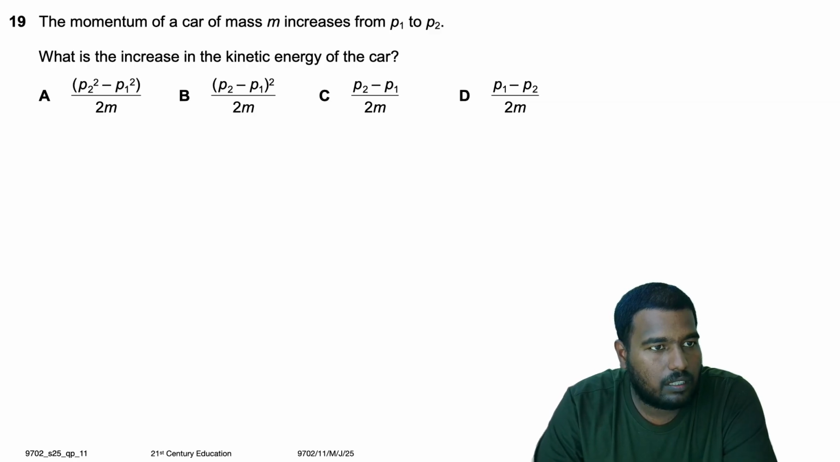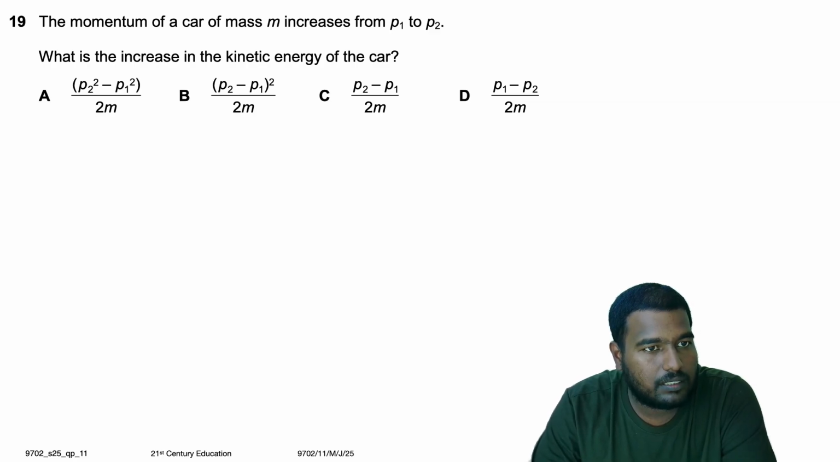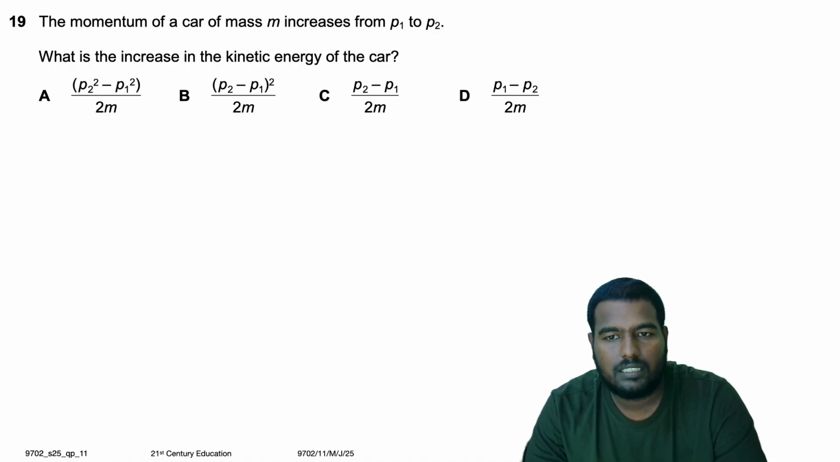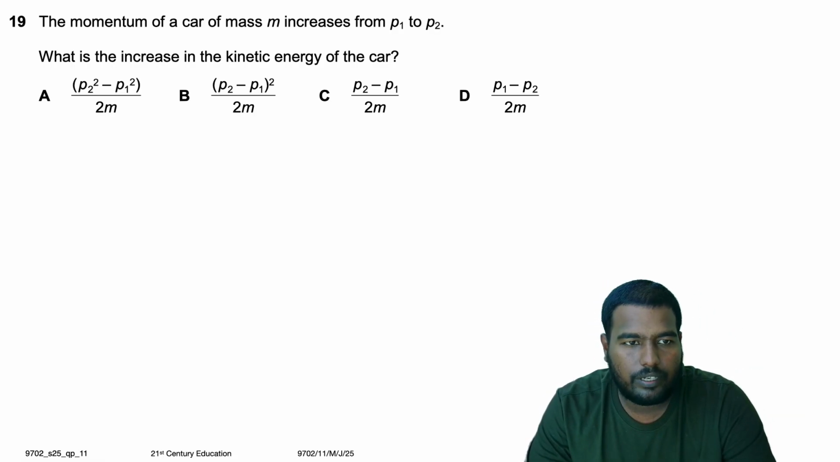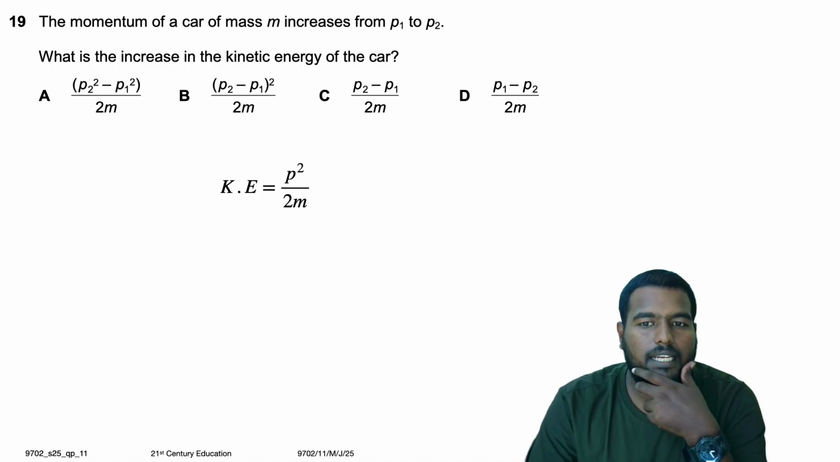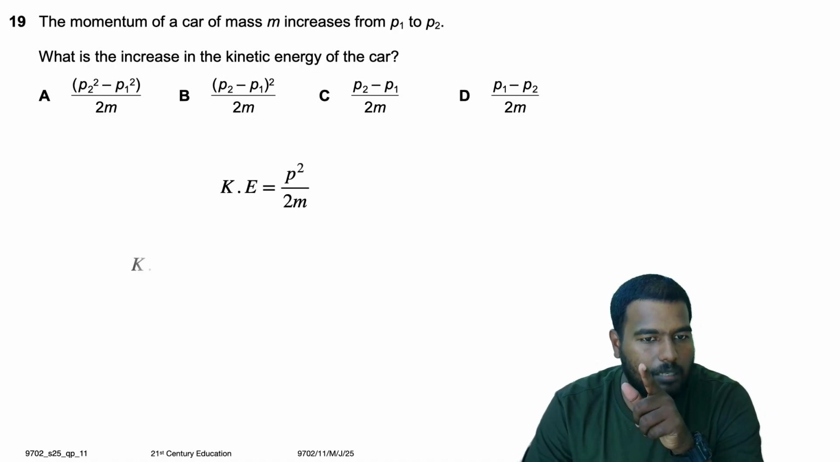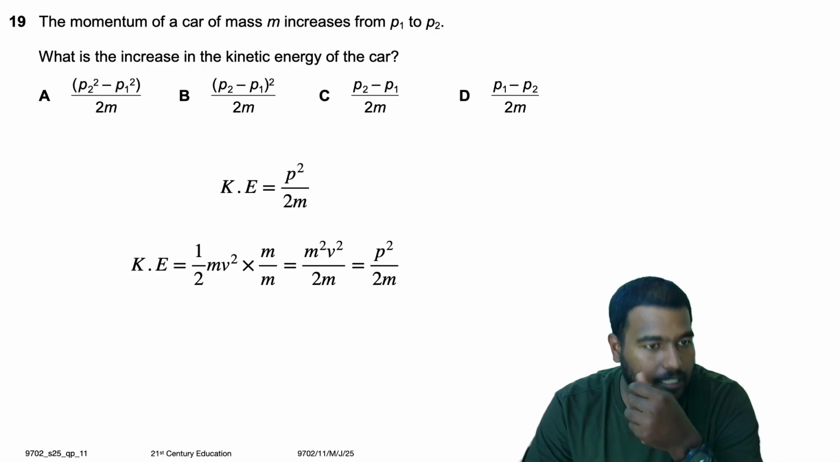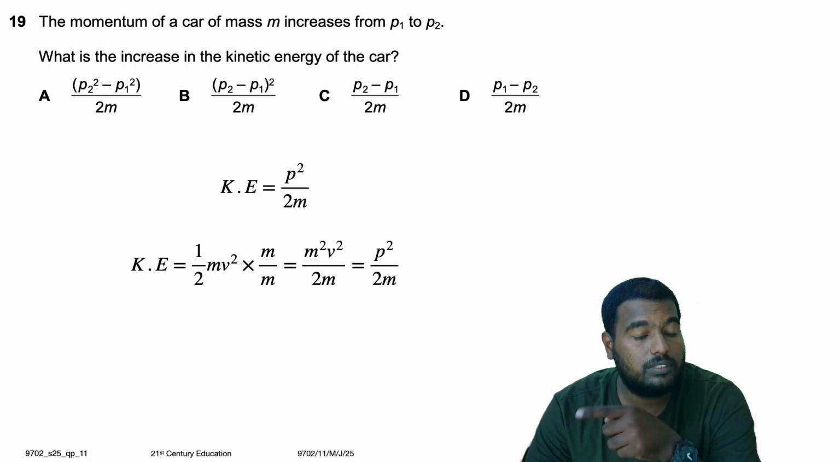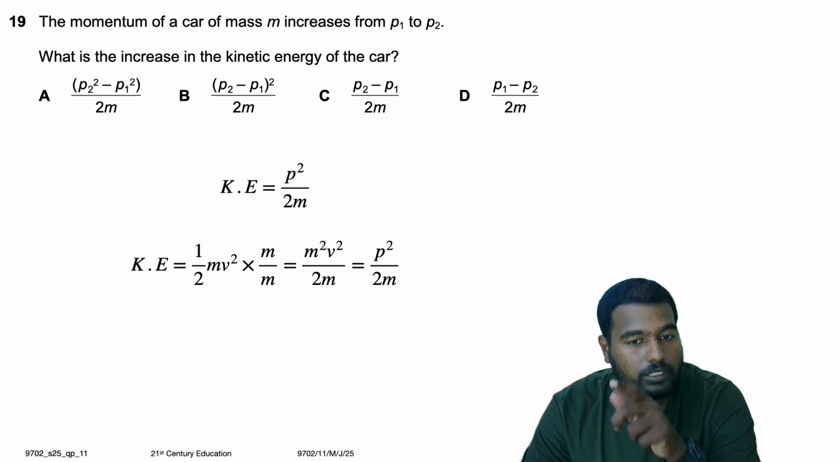Okay, momentum of the car of mass M increases from P1 to P2. What is the increase in kinetic energy of the car? Okay, so there is a formula directly relating kinetic energy: kinetic energy is P square by 2M. If you do not know the formula, we know kinetic energy is half mv square. We'll multiply and divide it by m, so it will not change anything. And mv square into m is m square v square, which is p square. 2 into m is 2m. So it's p square by 2m.